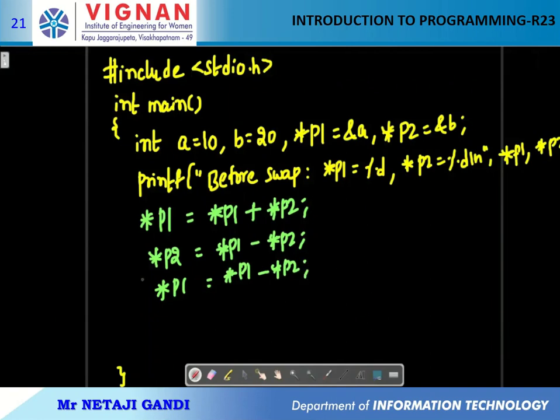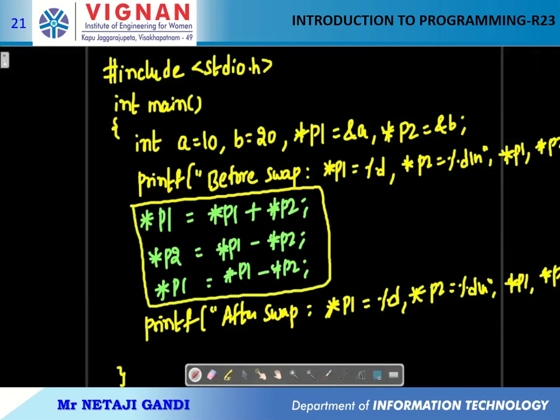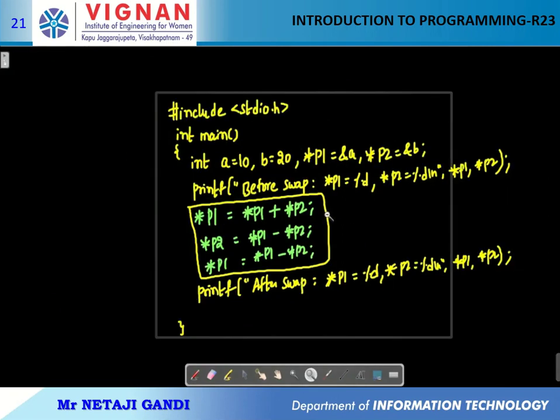And finally, after swapping, you can display the content like this. Printf after swapping. So now you can display this star p1 content and also star p2 content. You can display here. So this is going to be star p1 comma star p2. Okay. So after this sequence of actions, clearly the content of a and content of b will be swapped. So let me show you how this is going to work here.